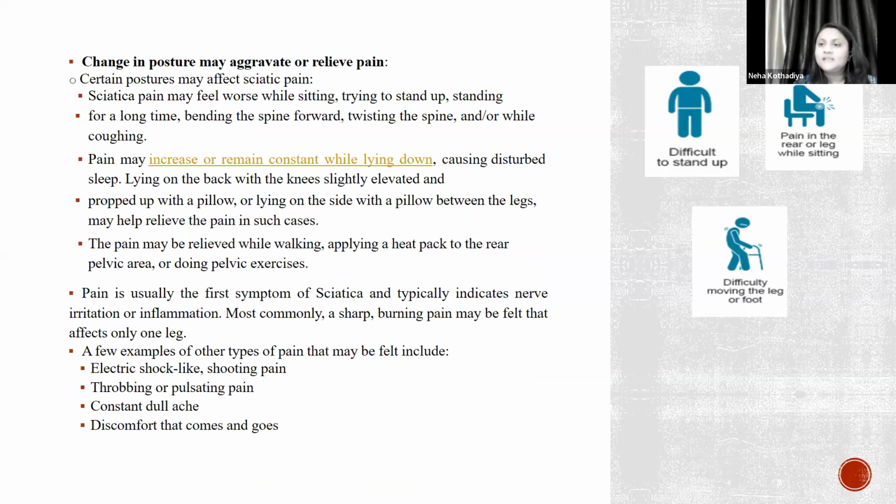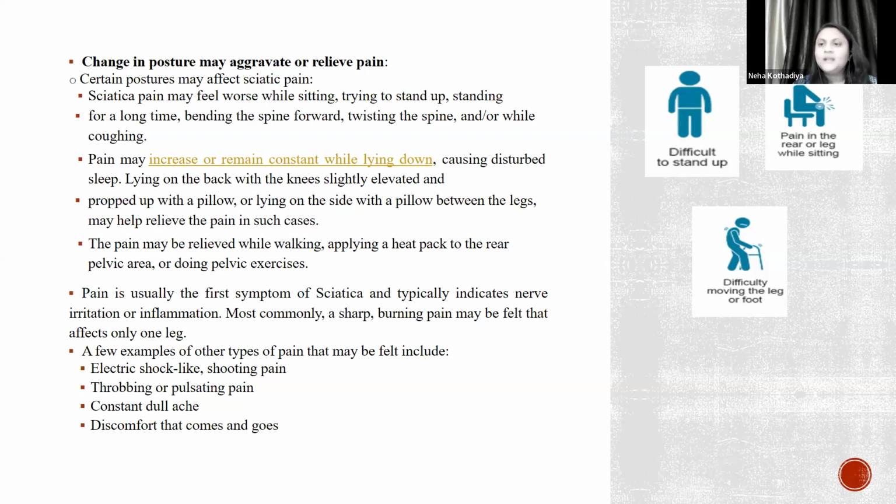Certain postures may affect the sciatica pain, that is, it is worse while sitting, worse while trying to stand up, worse while sitting for a longer period of time, bending forward, twisting the spine, or while coughing. The sciatica pain may be worsened. Pain may increase or remain constant while lying down.